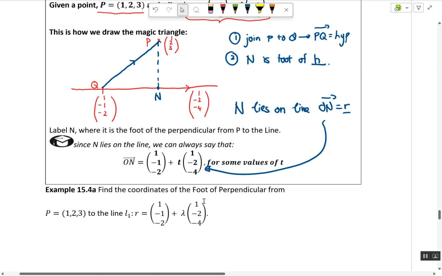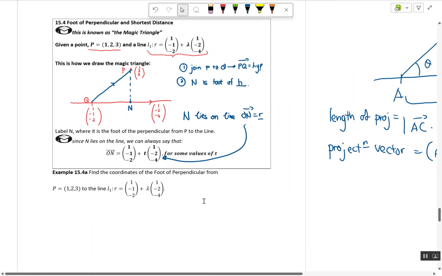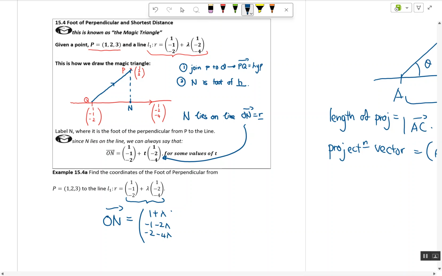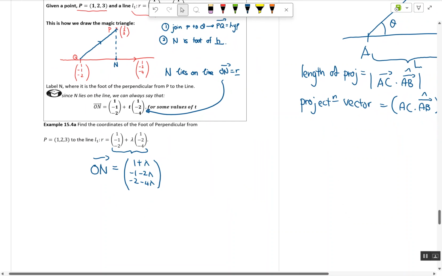Once you have that, how do you start the working proper? First we say that ON is equals to, combine these two together, 1 plus lambda, minus 1 minus 2 lambda, minus 2 minus 4 lambda. So that is ON. This is very crucial, very crucial.